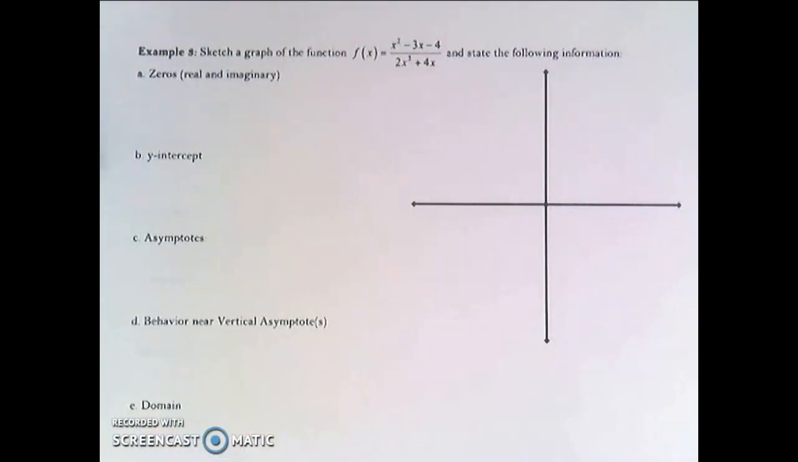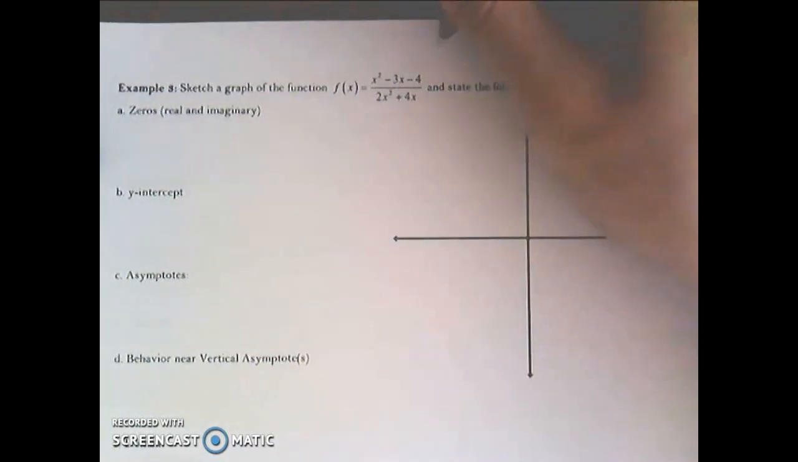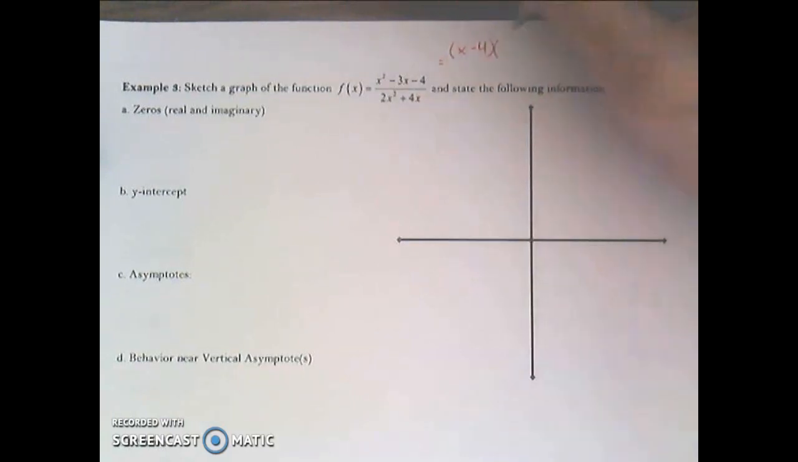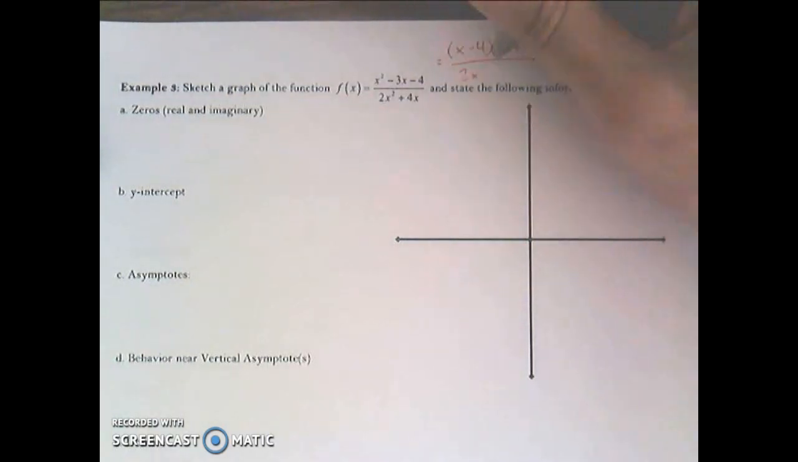Let's try this next example. Here I've got a rational function. I've got a quadratic in the numerator and a quadratic in the denominator. The first thing I want to do, and I recommend for any of these, is just to factor where you can. So let's take a look at the numerator. We've got x squared minus 3x minus 4. This can be factored into its factors of x minus 4 and x plus 1. The denominator, we can pull out a GCF, so we can pull out a 2x, and what's left is x plus 2.